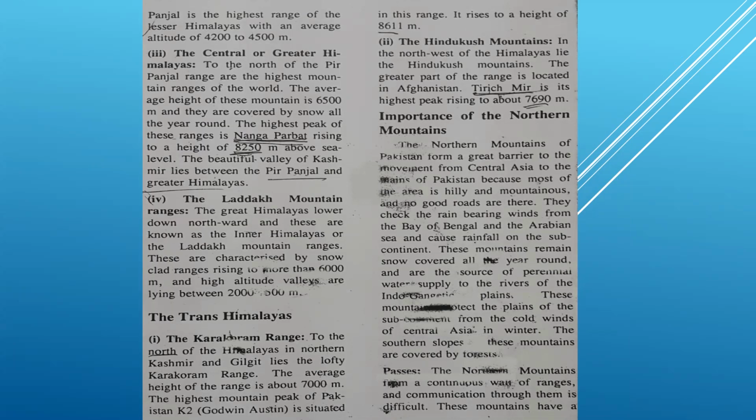The highest peak of this range is Nanga Parbat. What is the height of Nanga Parbat? 8,250. Underline, it can be asked in MCQs, the height of Nanga Parbat. It is 8,250 meters above sea level. And the beautiful valley which lies in this series is Kashmir, which lies between the Pir Panjal and Greater Himalaya. Also it can be asked in MCQs, dash lies between the Pir Panjal and Greater Himalaya, the beautiful valley of Kashmir.